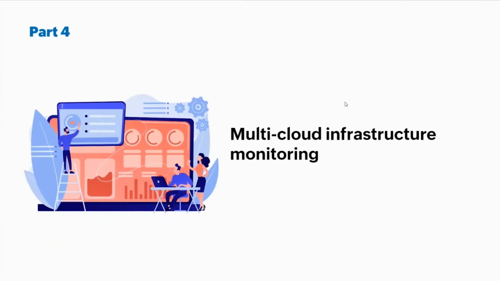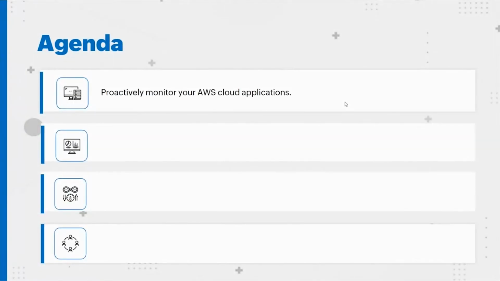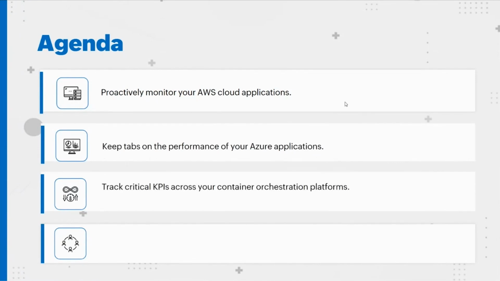So in today's webinar, I'm going to walk you through how to proactively monitor your AWS cloud applications, and you'll learn how to keep tabs on the performance of your Azure applications. And then we will talk about how we can track critical KPIs across your container orchestration platforms. And finally, we will learn how you can use Applications Manager to pinpoint performance bottlenecks in your cloud environment.